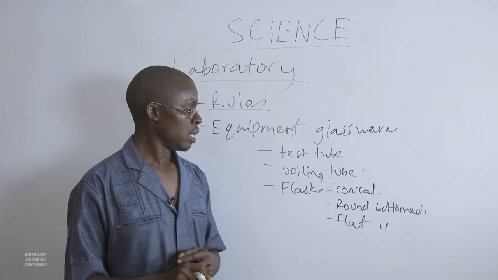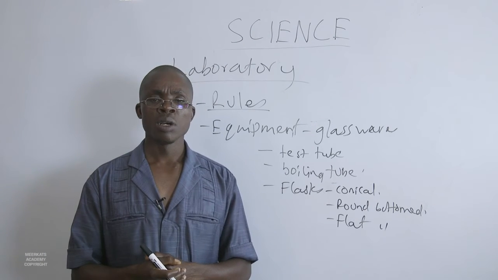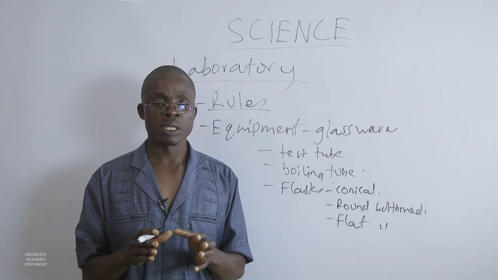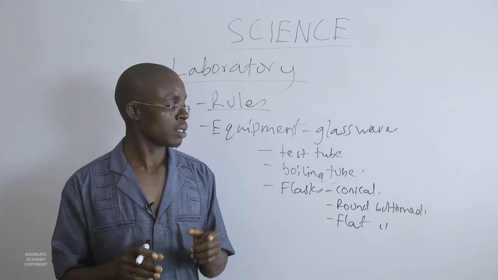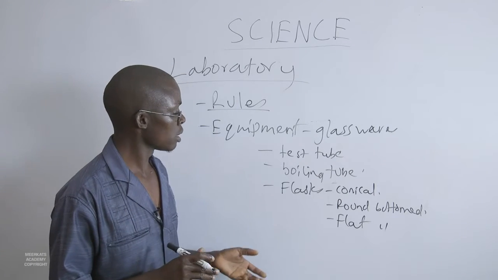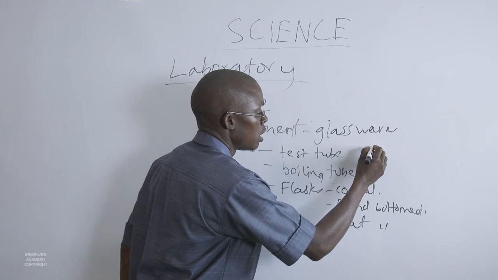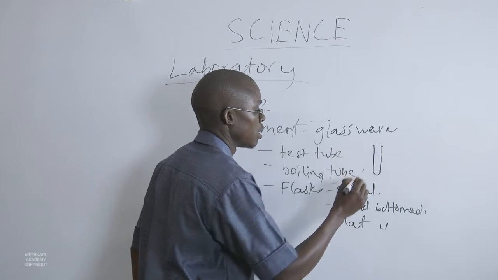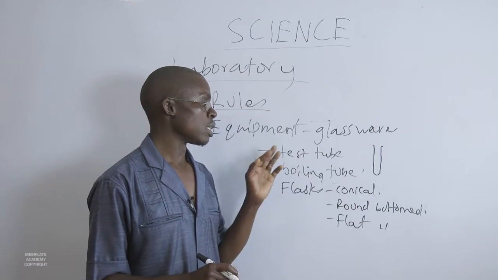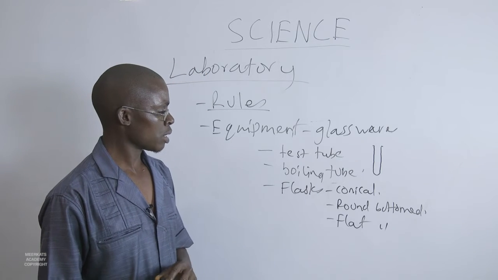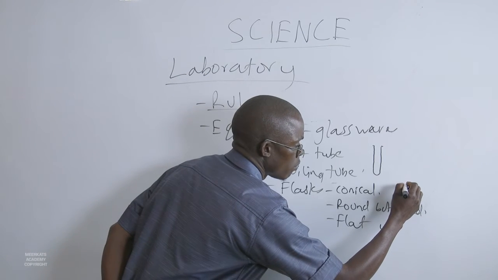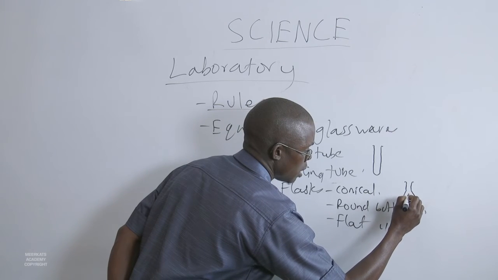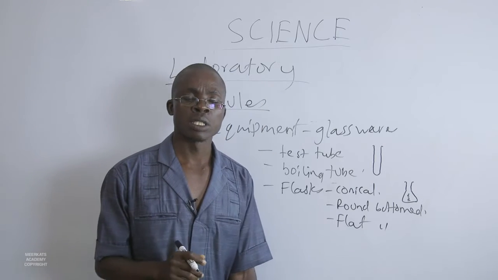Now, maybe by shape it will be good we note this, because remember I said earlier that we have the agreed ways to draw these apparatus. The test tube and the boiling tube are the same by appearance, only that one is bigger than the other. Boiling tube is bigger than the test tube, but the shape is the same. For these flasks, the conical flask is having this shape, and it is normally calibrated.